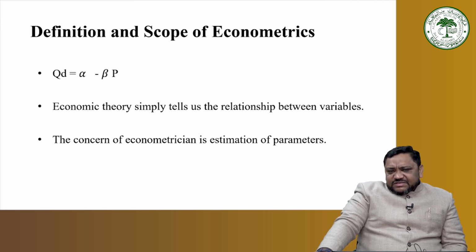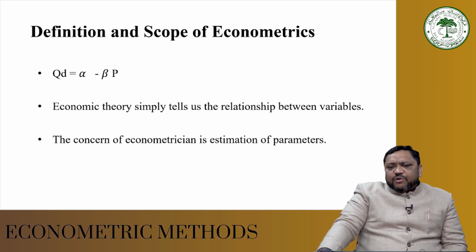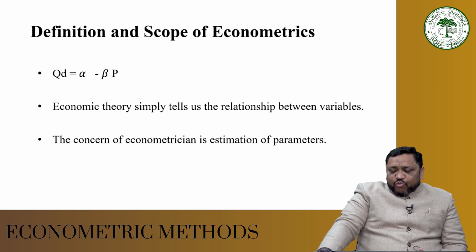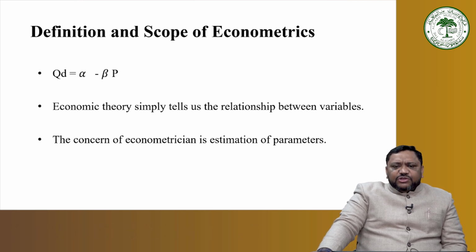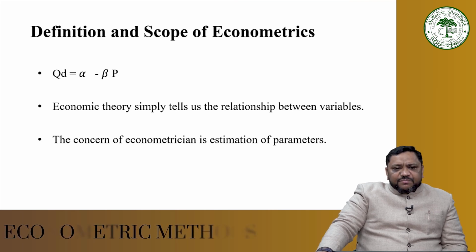To understand econometrics as a separate discipline, we need to understand its difference and relationship with mathematics and statistics. Mathematical economists will suggest a specific functional form. Consider a concrete functional form QD = alpha - beta P. Quantity demanded is linearly related to price, and alpha and beta are the coefficients. Economic theory simply tells us the negative relationship between quantity demanded and price, but neither the economist nor the mathematical economist is concerned with the estimation of the parameters alpha and beta. The concern of the econometrician is estimation of parameters. It is important in many areas, especially for decision making, economic planning, government and businesses.